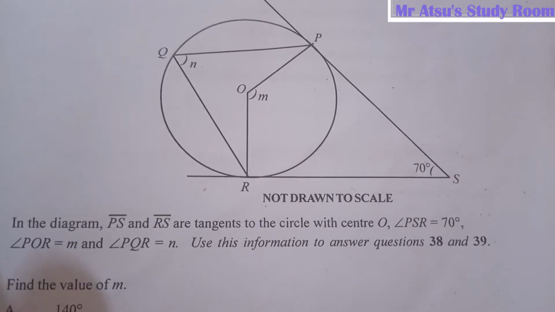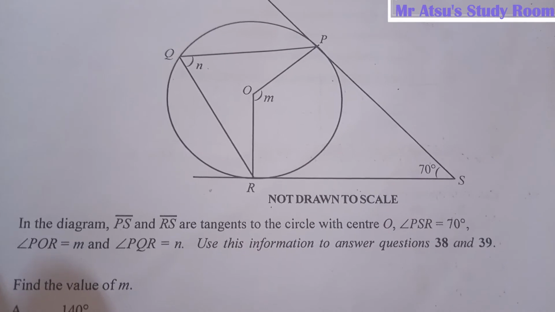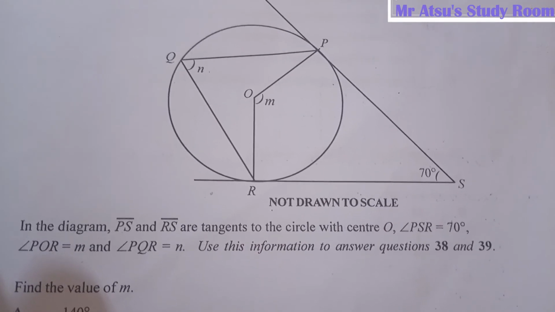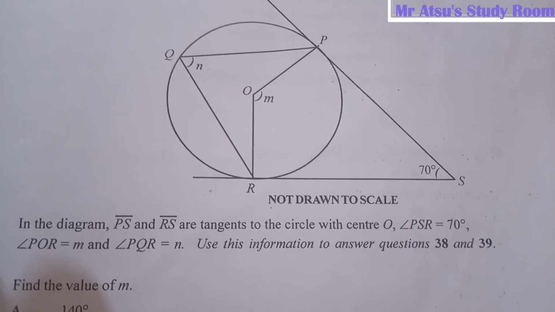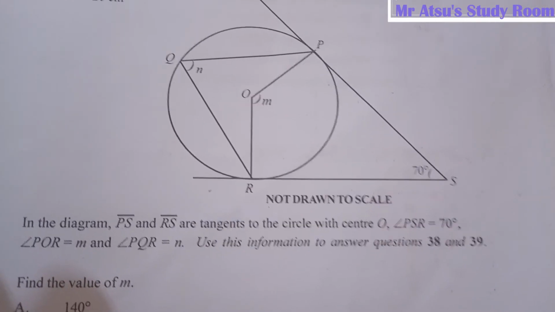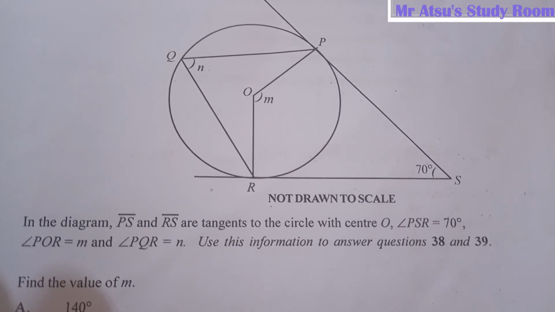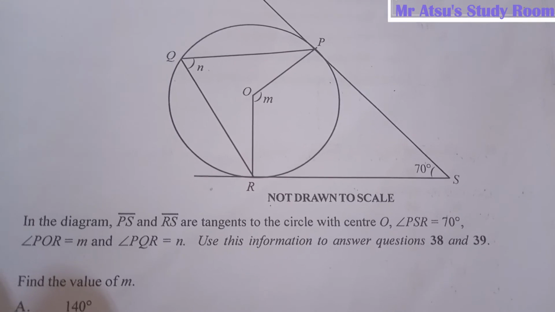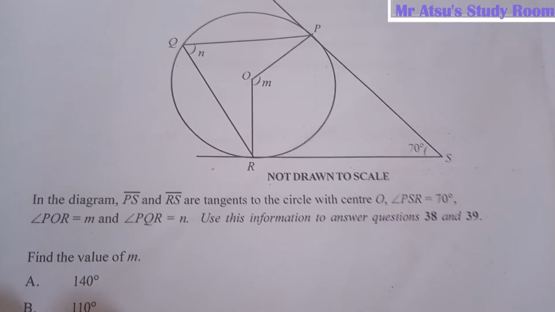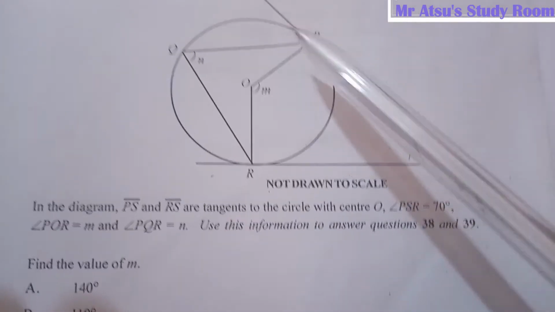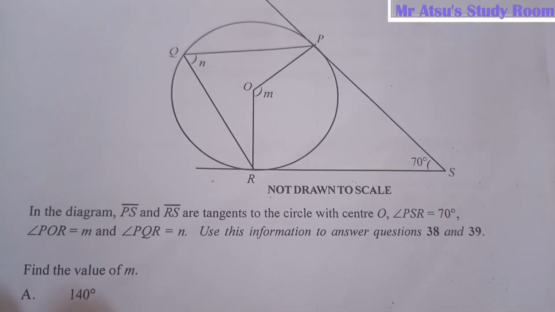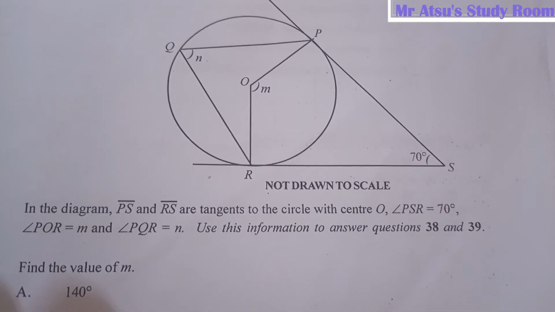And like I said earlier, these are questions 38 and 39 of WASSCE 2019. So let's go to question 38. It says find the value of M. This is M. We are going to find M. So what do we do?